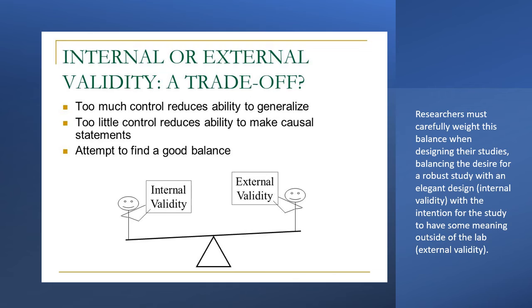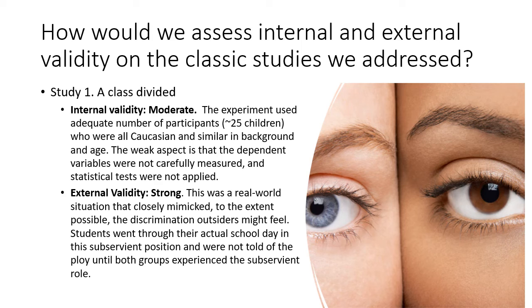Researchers must carefully weigh this balance when designing their studies, balancing the desire for a robust study, good internal validity, with the intention for the study to have some meaning outside of the lab, or external validity. Looking at the studies that we took earlier in this class, looking at A Class Divided, how was the validity?